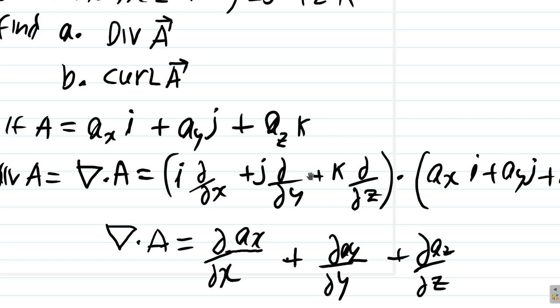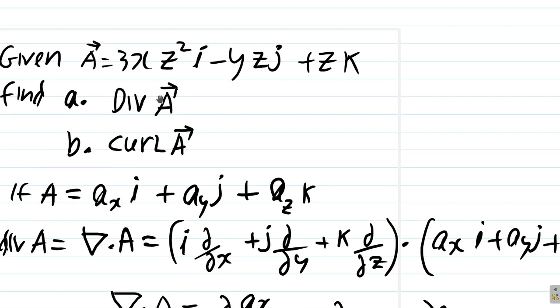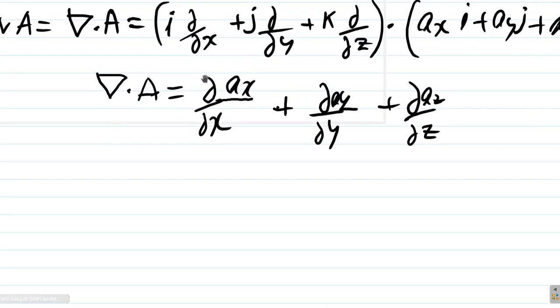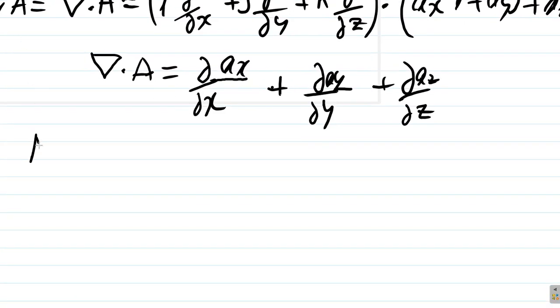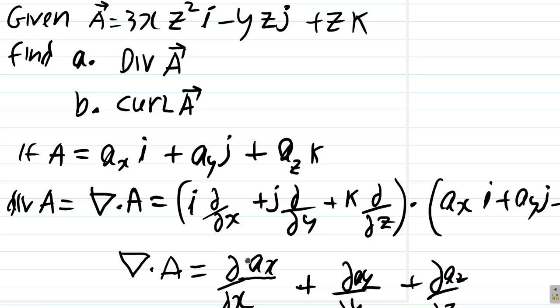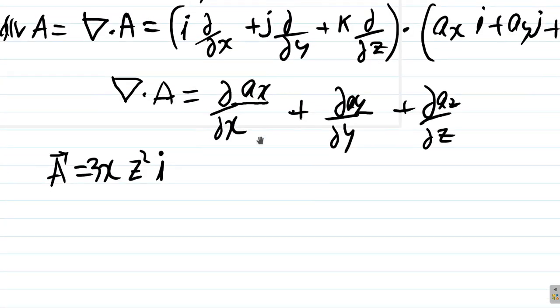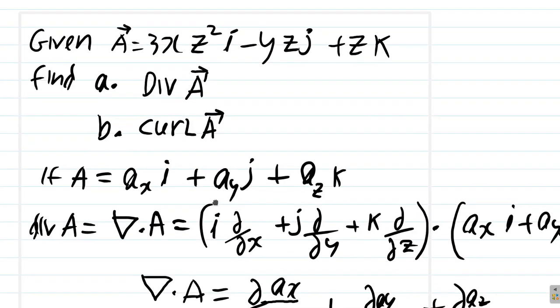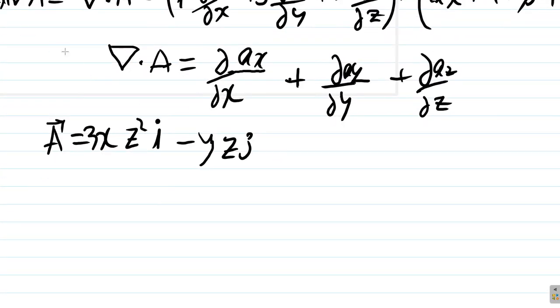Alright, so let's see what happens here. You have A is 3xz squared i. Let's just repeat it down here. 3xz squared i minus yz j plus z k.